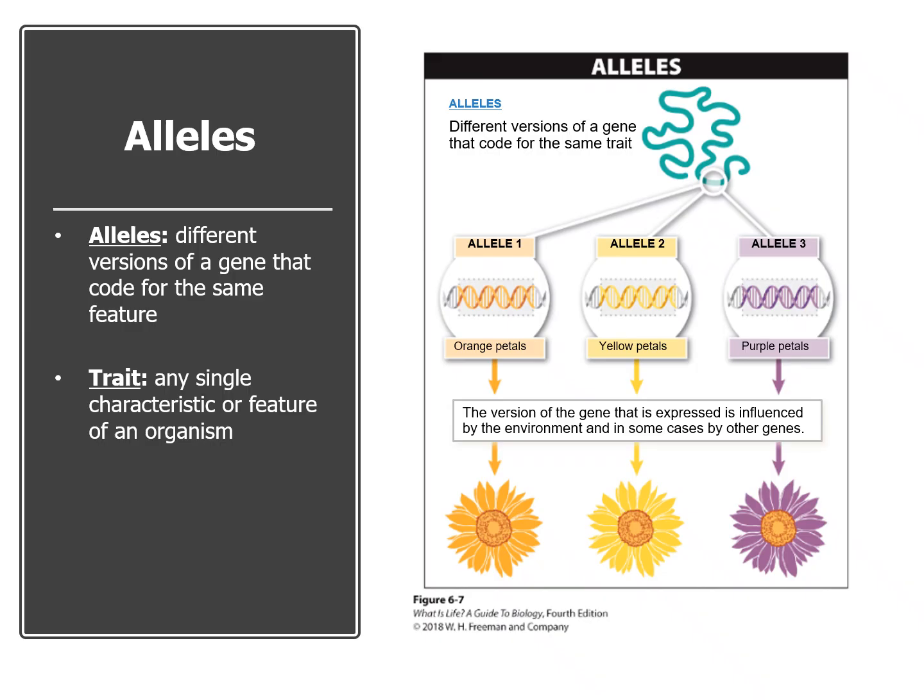So allele 1, that is one version of the gene, is going to create orange petals. Allele 2 is going to lead to yellow petals because it's a different version of the same gene. And then the last is allele 3, giving us a whole set of variety where we have purple petals, again still coding for the same trait, which is a characteristic or feature of an organism, which is the petal color. But we have different alleles that lead to that different variation of the same trait, which is petal color.